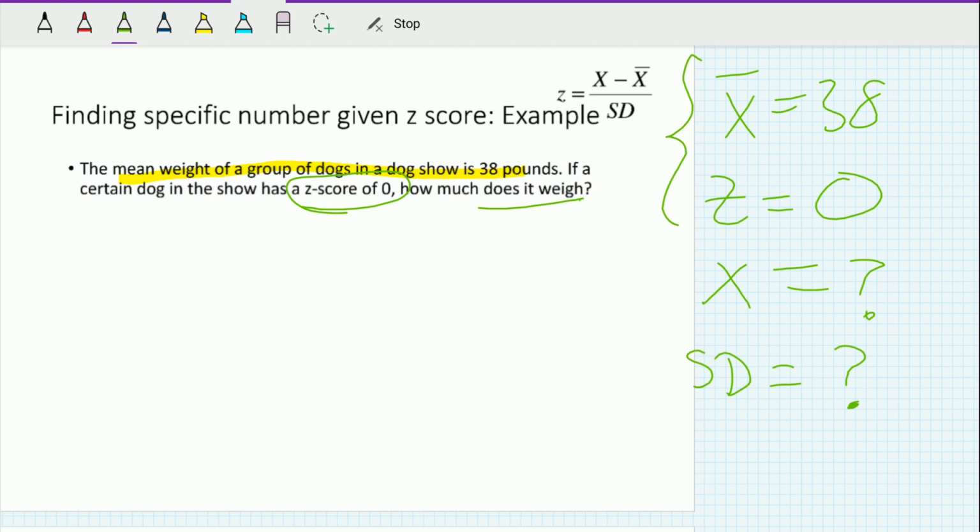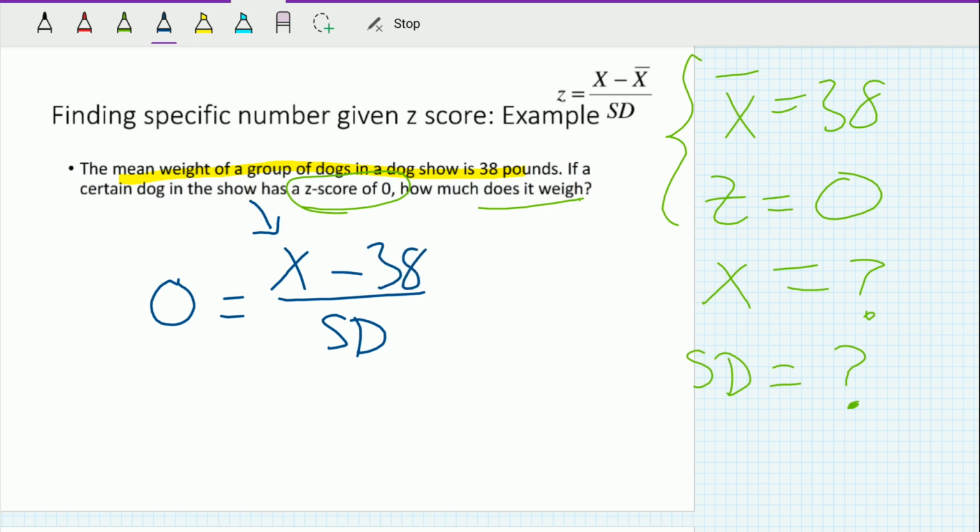Let's go ahead and let's just set up the problem and see what's going on. So 0 is equal to, well, we don't have this one. Actually, you know what? Let me leave it as the standard deviation, SD. We are looking for this one. And then the mean is 38. Well, you really have to think about it. Like, look at this fraction here. What can I do to get this to equal 0? Okay, so you have to be careful here. You have to think about it.